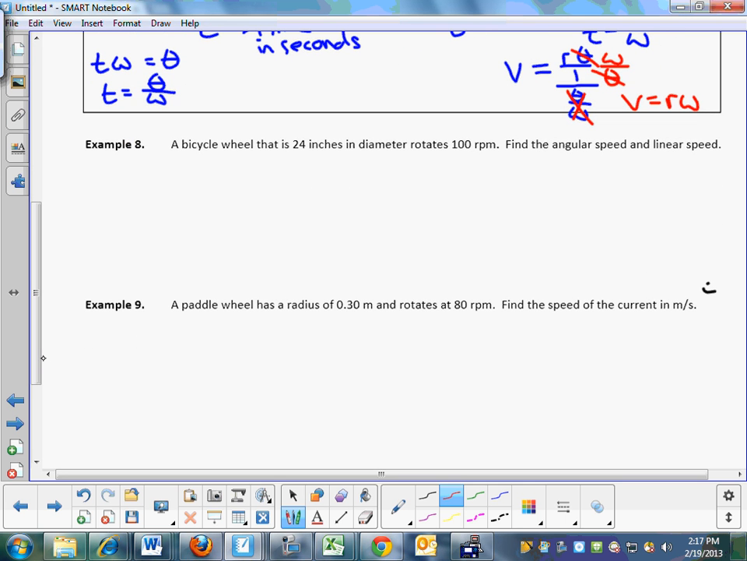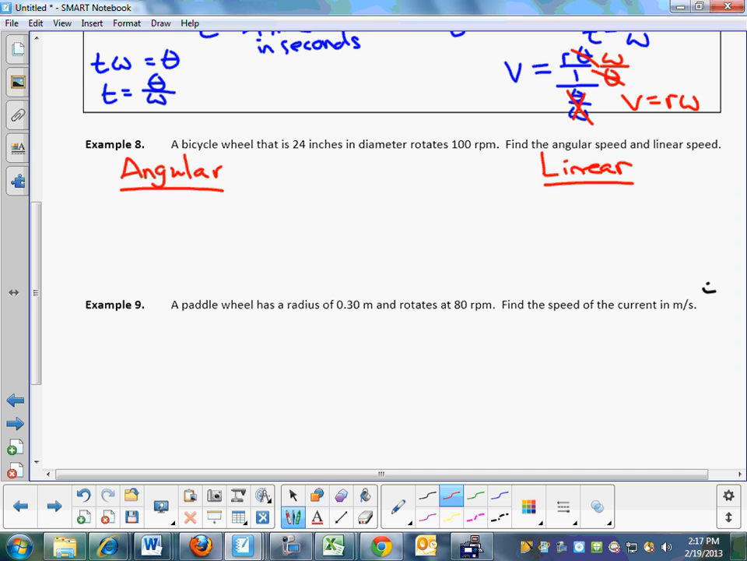All right, so a bicycle wheel that's 24 inches in diameter rotates 100 rotations per minute. Find the angular and linear speed. Angular and linear. I'm sorry if I'm going fast today, but I'm just trying to fit this whole lesson in. So if you need me to stop or something, just go ahead and raise your hand, okay?